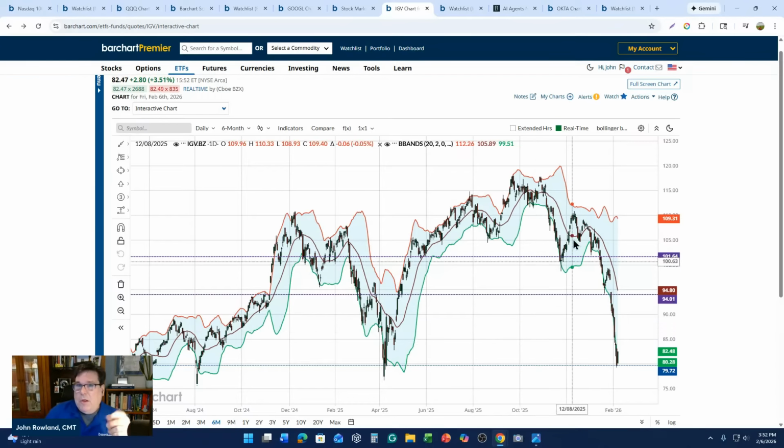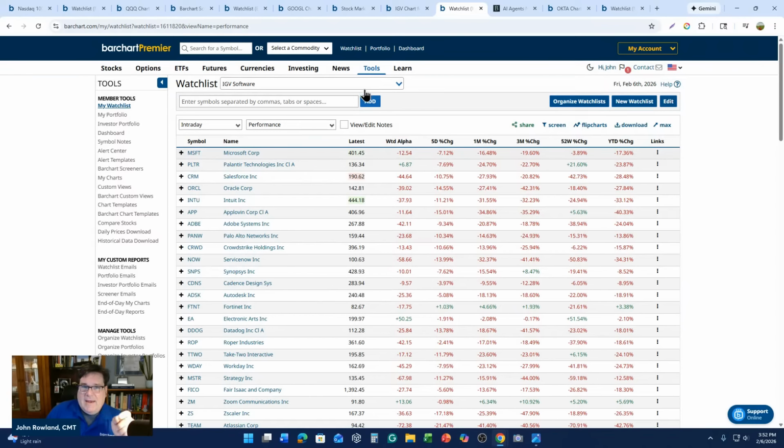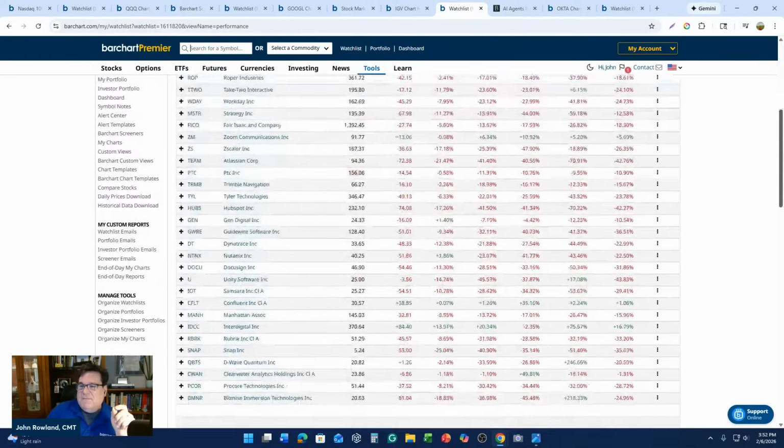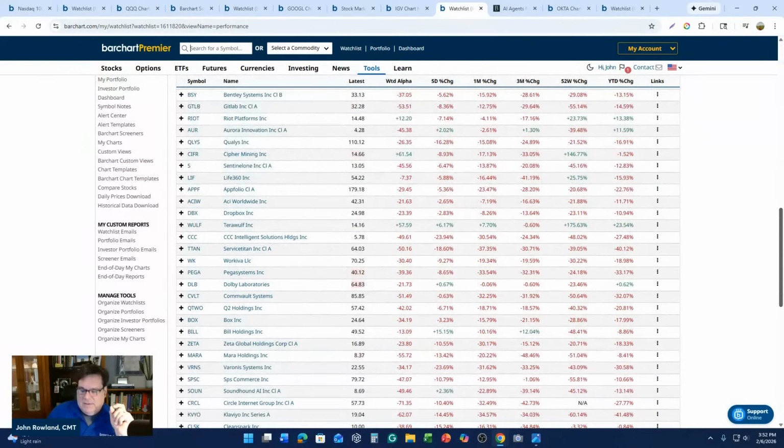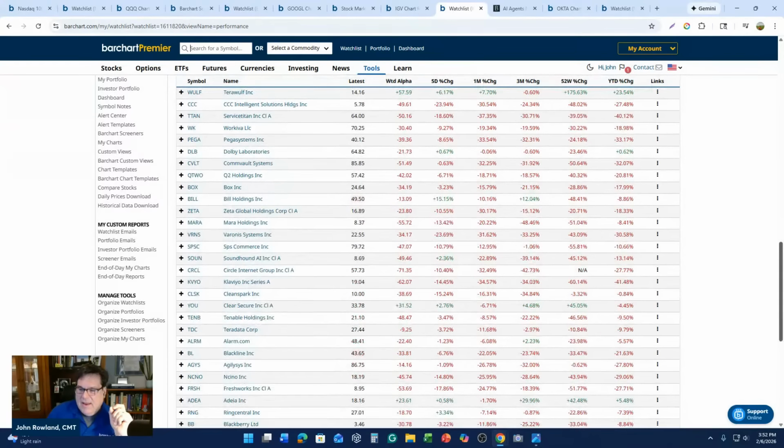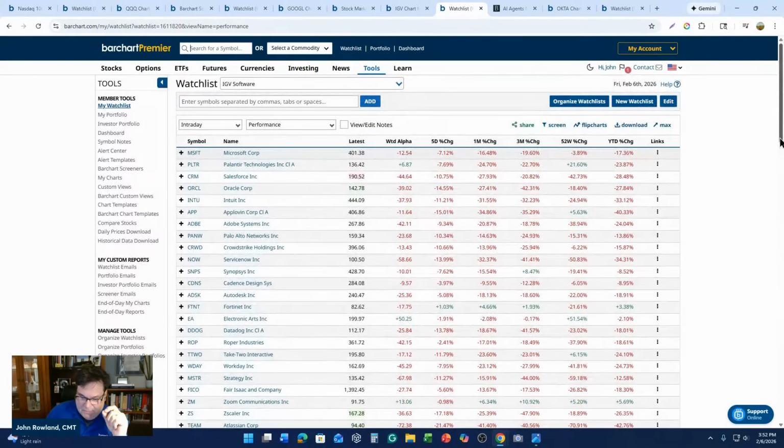But if you look at, again, this is all the stocks that are in the IGV, which is the ETF for software. I mean, this is just a sea of red. There is relatively little green or anything positive in this space.